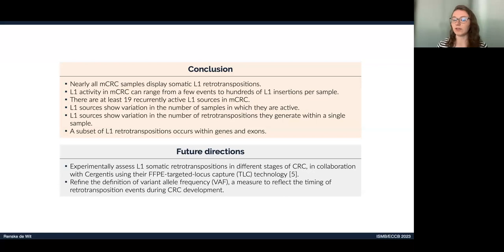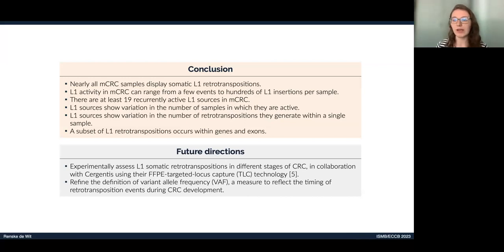And if we study these sources in detail, we find that they vary in the number of samples in which they're active, and also, if they're active, the number of events that they are responsible for in a single sample. And we also find that a subset of the insertions coincides with a gene or an exon.